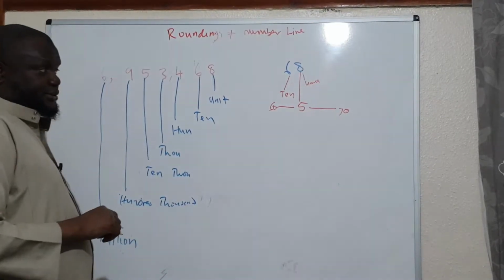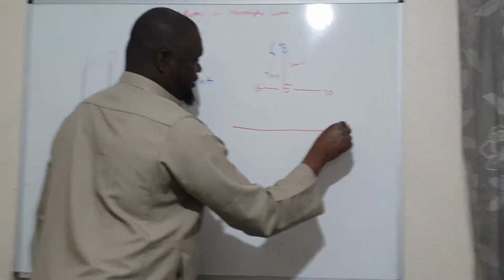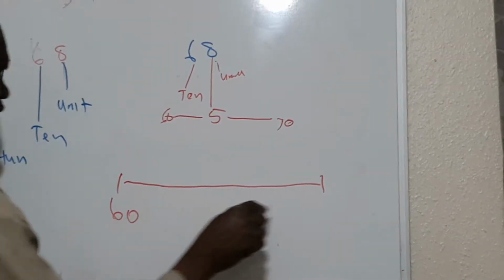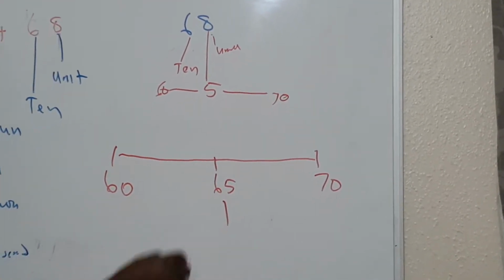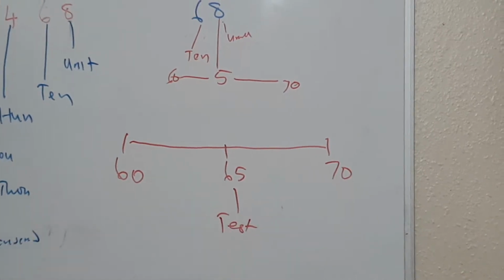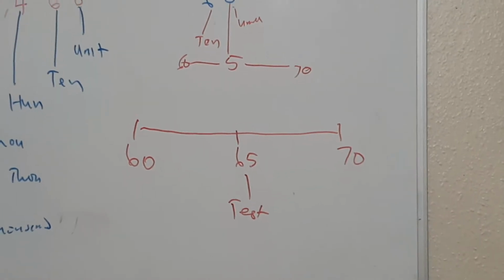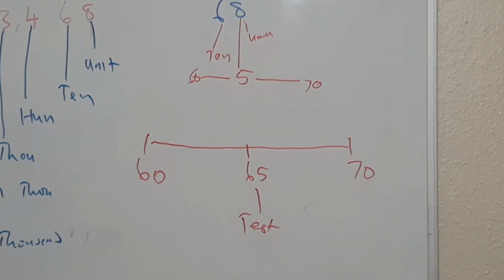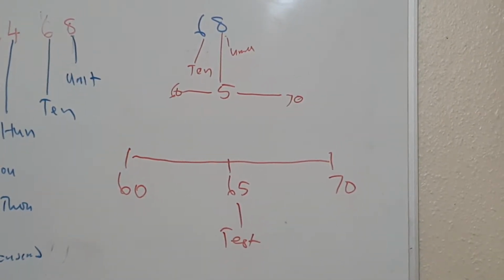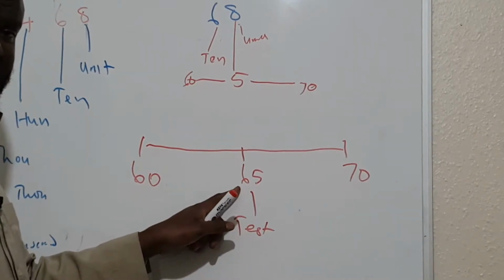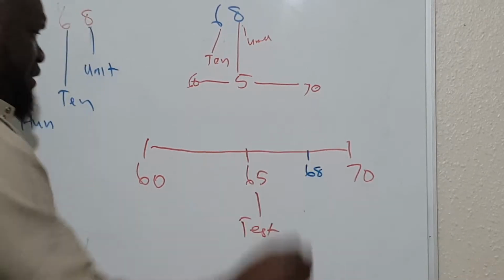But the way I do it, I think it's much simpler. I use a number line like this. The first 10 is 60, the next 10 is 70, and the middle is 65. 65 is the test. Now, you locate the position of your number. If you look at 68, is it going to be before 65 or after 65? After. So it's going to be close to 70. So our 68 will be here.